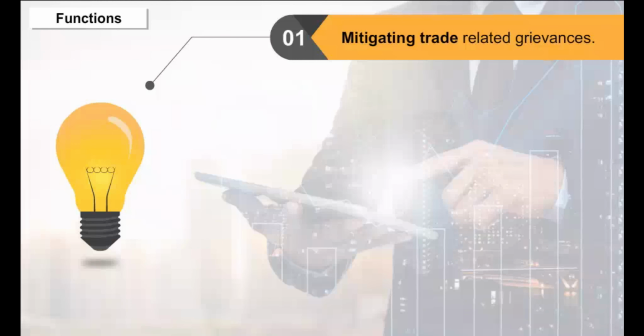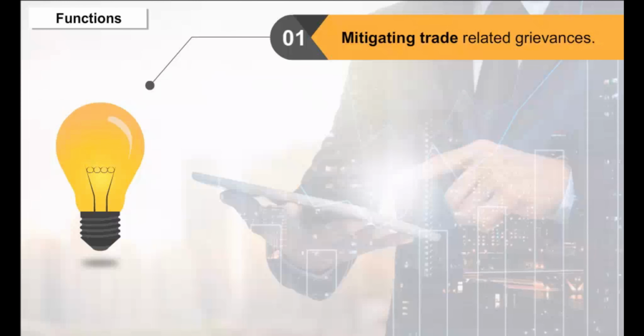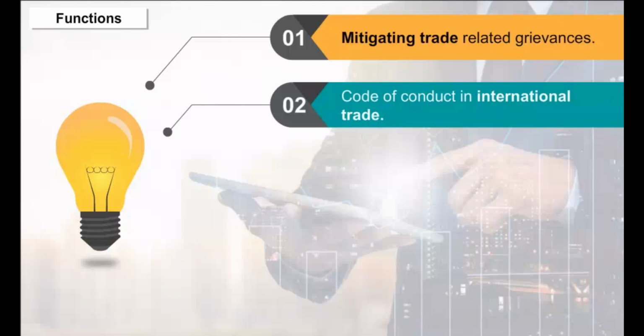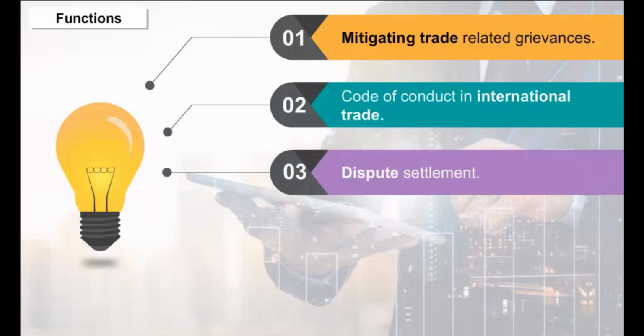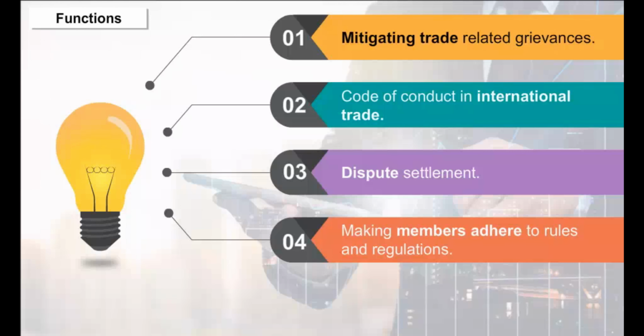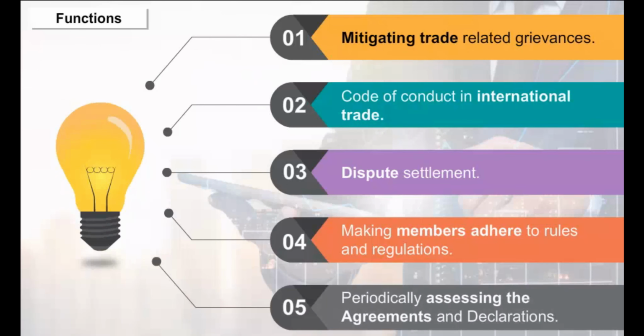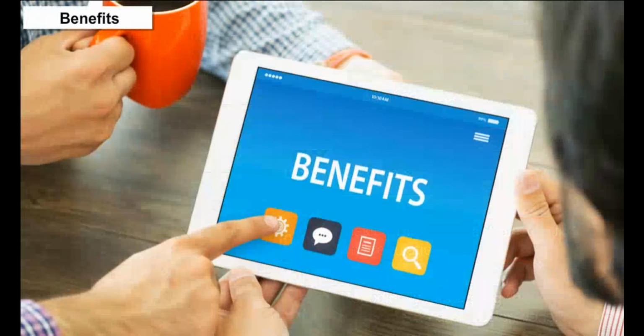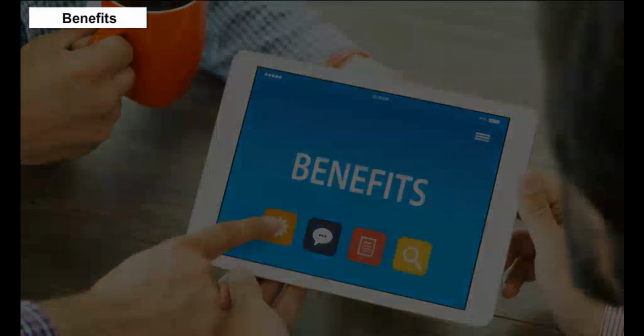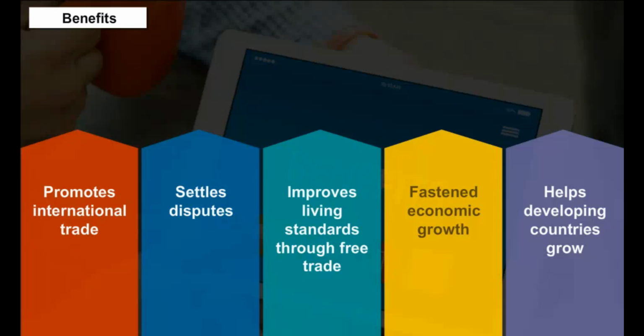Functions: mitigating trade-related grievances. Code of conduct in international trade. Dispute settlement. Making members adhere to rules and regulations. Periodically assessing the agreements and declarations. Benefits: promotes international trade. Settles disputes. Improves living standards through free trade. Fastened economic growth. Helps developing countries grow.